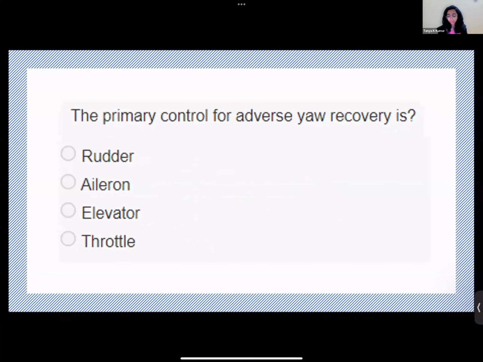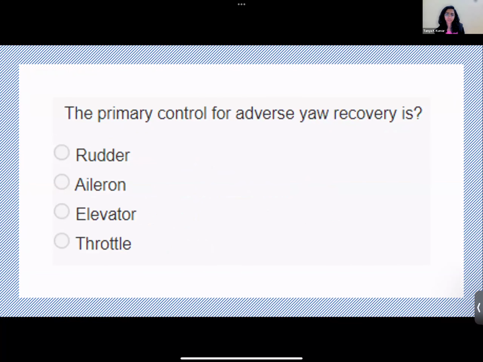Okay. The primary control for adverse yaw recovery is... what is adverse yaw? Is it yaw due to some gust? No, no. That is called side slip, right? Yaw, or when there's a sideways gust, you have side slip angle, beta. Rolling and yawing, yes. So can you try and explain that further? Why is it called adverse yaw?